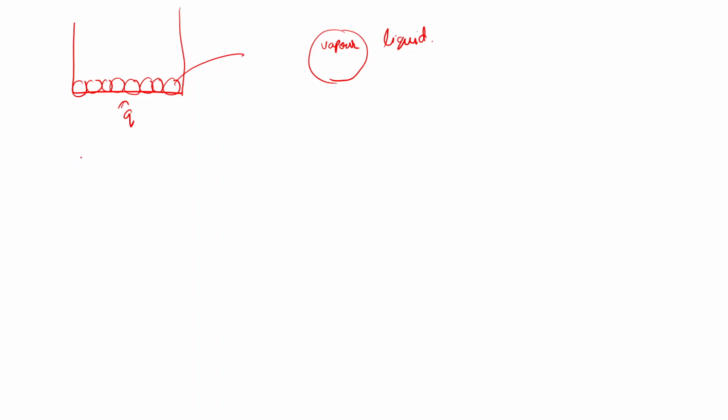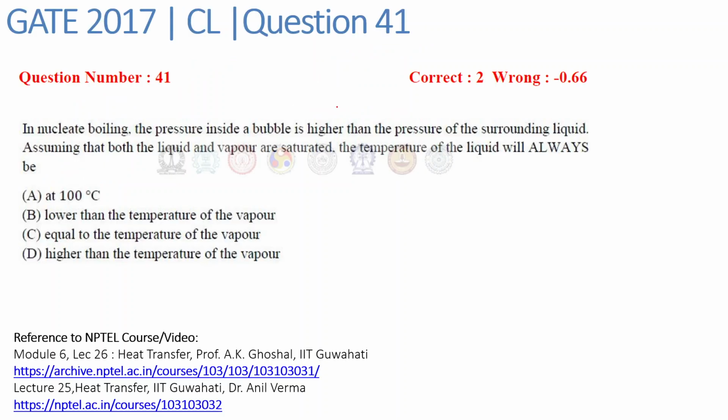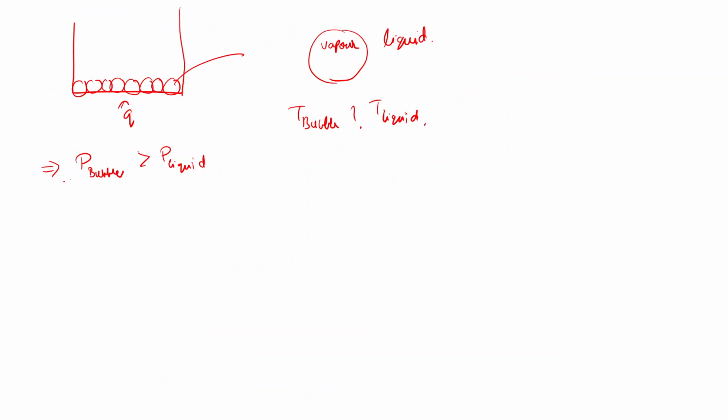That is, the pressure inside the bubble is higher than the pressure in the liquid. This we have been given, and we have been asked to find the temperature correlation between the temperature of the bubble and the temperature of the liquid. And we have been given that both liquid and vapor are saturated.